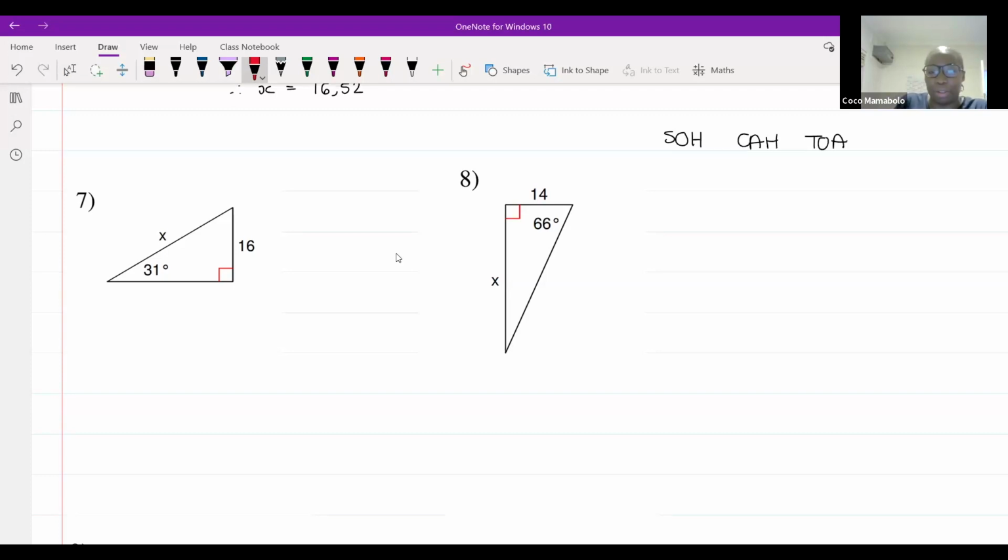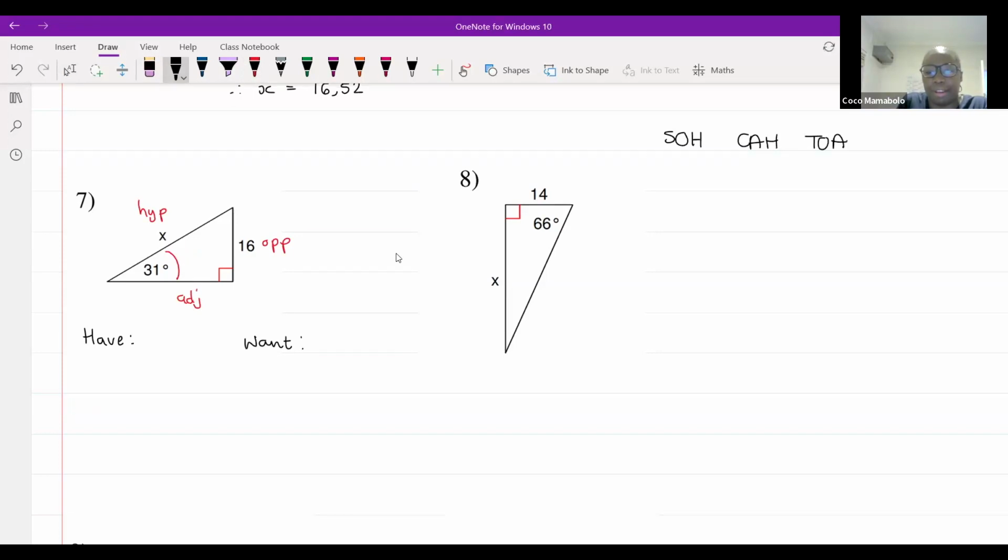Absolutely. Label, 100%. So I'm going to start by labeling. This side over here is my adjacent side. 16 over there is the opposite, and x over there is our hypotenuse. Beautiful. Step number two, Kulani. What is step number two? Good. Have versus want. Beautiful.